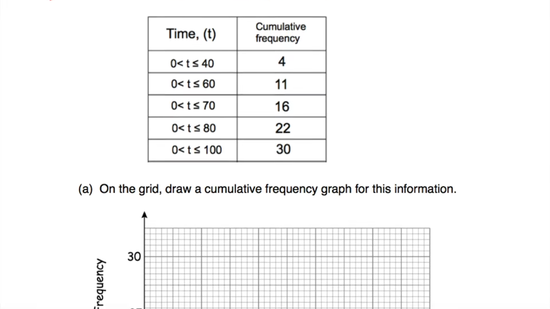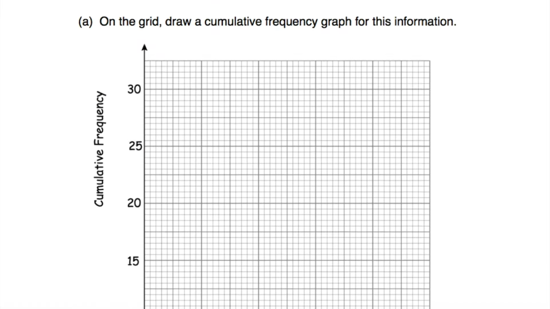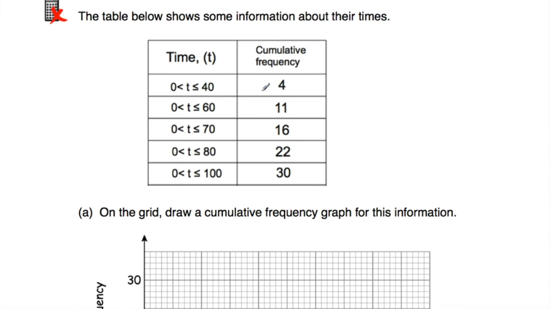And then if we go on down, we've been asked to draw a cumulative frequency graph for that information. Now what's great here is that we've got the cumulative frequencies already, so we just need to plot each of them at the end of the categories. So we're going to go 40 across 4 up, 60 across 11 up, and so on. So I'm just going to plot all of those now.